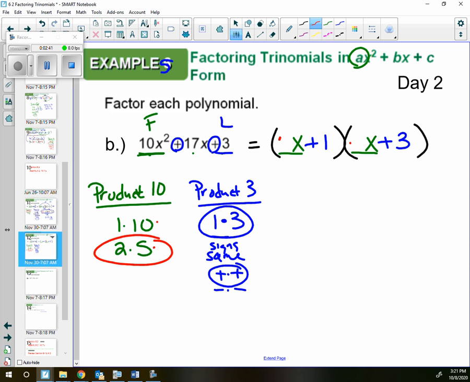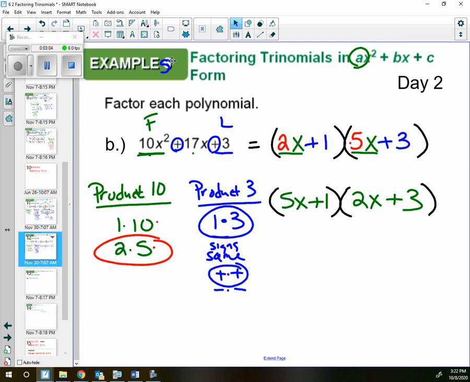So either I can put the 2 with the 1 and the 5 with the 3, or my other option, let's see, I'm going to do it the other way, since I'll keep the 1 the same. The other way would be putting the 5 with the 1 and the 2x with the 3. So those are your two options, and we just have to see which one works. So remember, the outsides plus the insides together have to add to 17. All right, so let's try the first one.